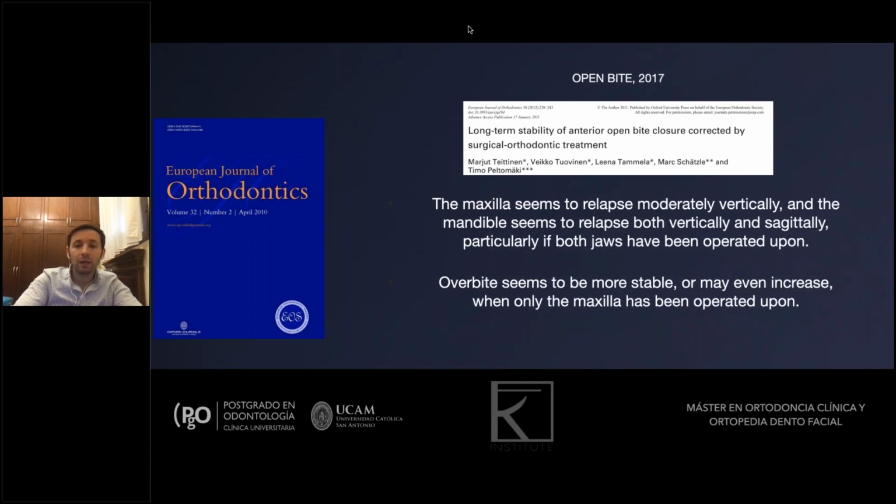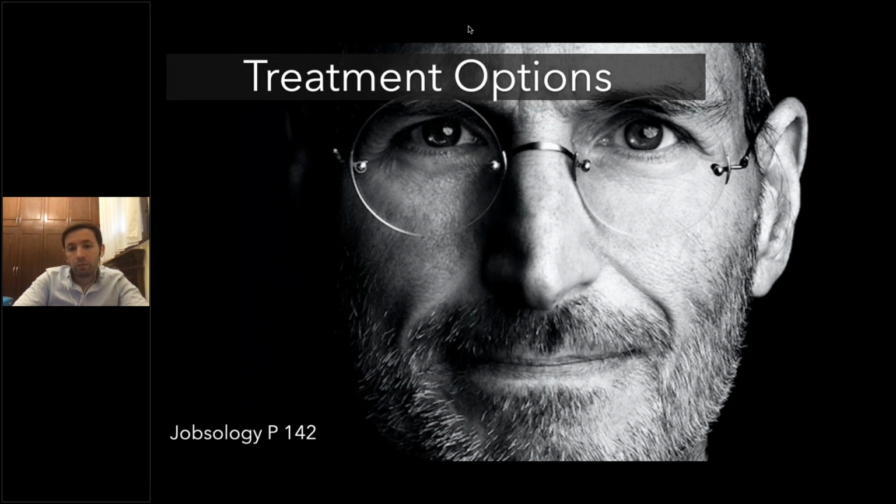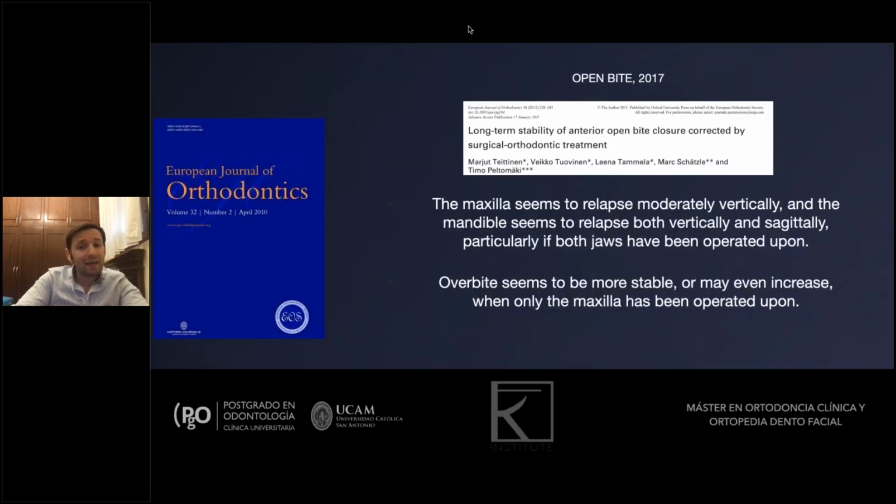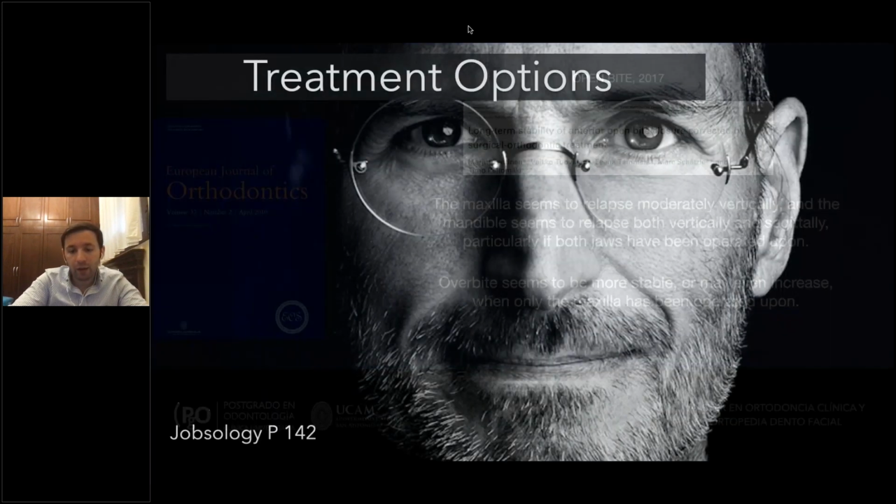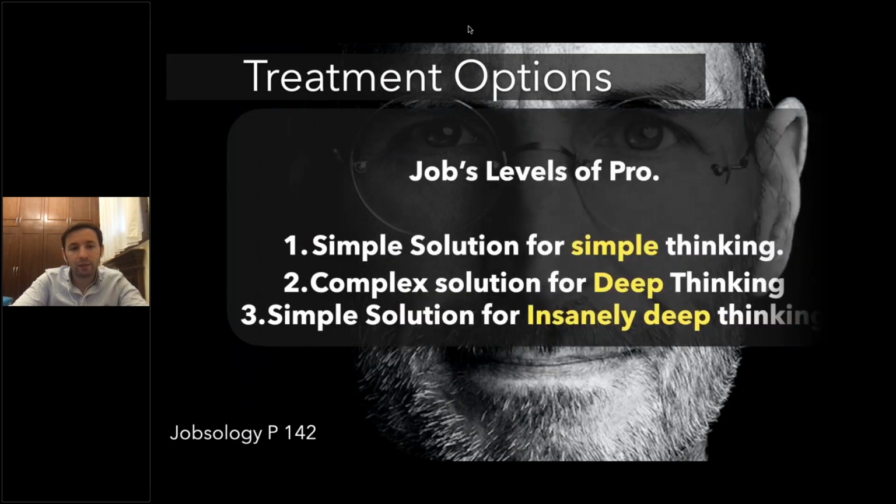Overbite seems to be more stable or may even increase when only the maxilla has been operated. So an option is that I can improve or stabilize the overbite if I treat the maxilla. So what I offer, I remind you of this slide.